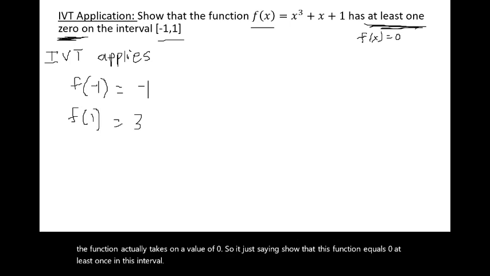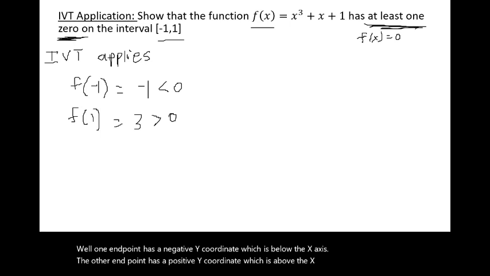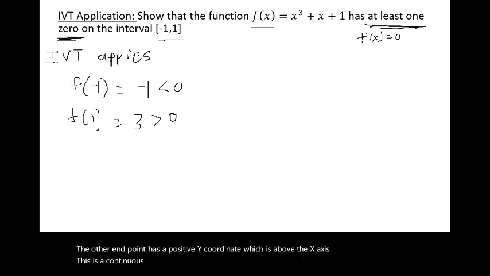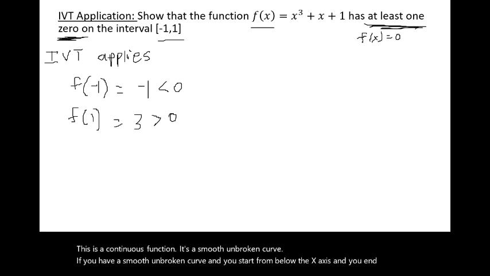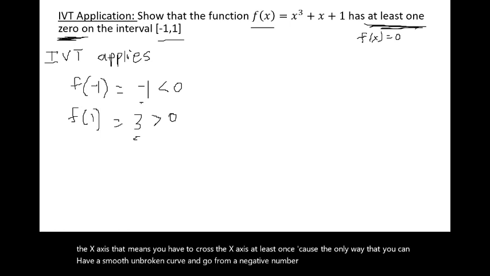Well, one endpoint has a negative y-coordinate, which is below the x-axis. The other endpoint has a positive y-coordinate, which is above the x-axis. This is a continuous function. It's a smooth, unbroken curve. If you have a smooth, unbroken curve and you start from below the x-axis and you end up above the x-axis, that means you have to cross the x-axis at least once. Because the only way that you can have a smooth, unbroken curve and go from a negative number to a positive number is to cross 0 at least once.